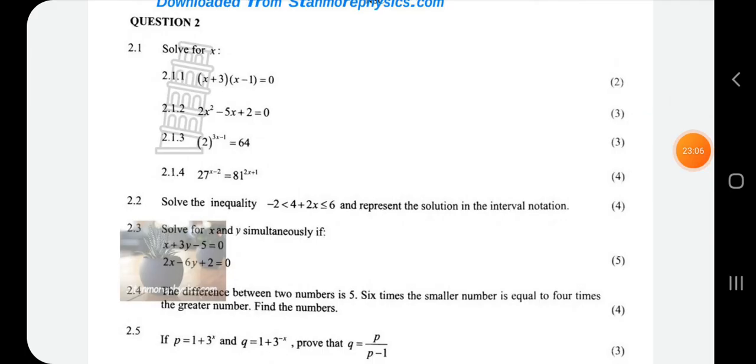All right, so I will be doing question 2. We'll start with 2.1. You can write this down, try them by yourself, and then come back for answers. Just pause the video. I'll be doing them on a separate page.